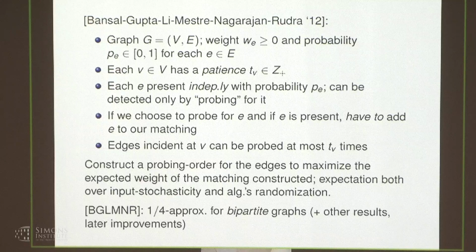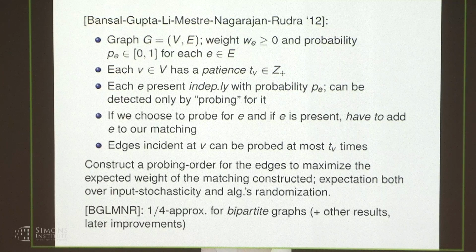This is for stochastic matching, and this is work of Bansal, Gupta, Lee, Mestre, Nagarajan, and Rudra. In case you haven't seen stochastic matching, it's a very interesting variant of matching whose complexity is actually not understood. It's not known if this problem is in P or is NP-hard. It's very interesting, and none of the best approximability is known either. So it's a very interesting problem. Without going into the motivations, let me define the problem.